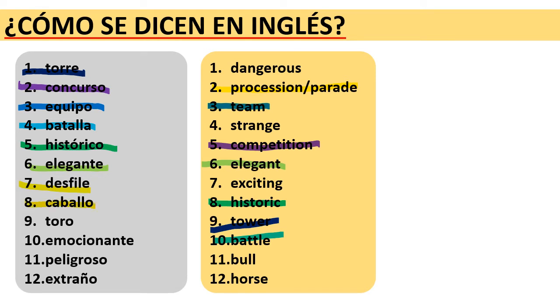Caballo, horse. Toro, bull. Emocionante, exciting. Peligroso, which is dangerous. And then extraño, which is strange. Make sure you've got a list of this vocabulary because it will be used throughout the lesson and in your different activities that will be on the following slides.